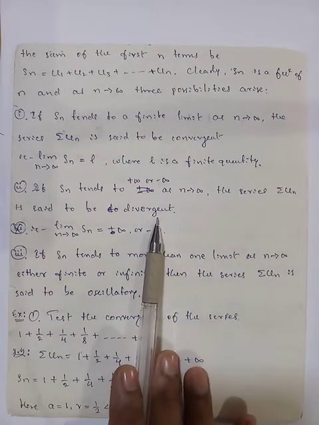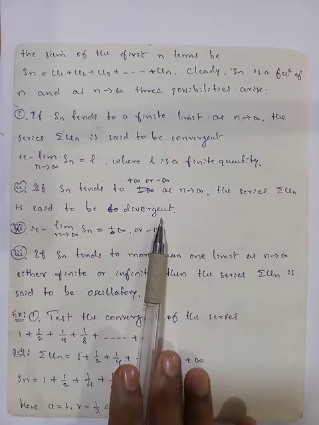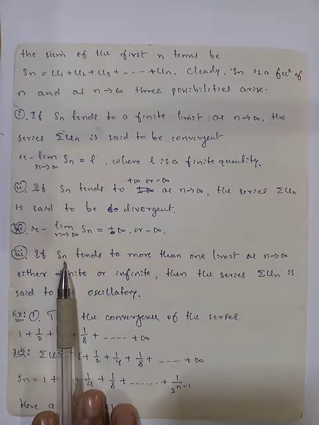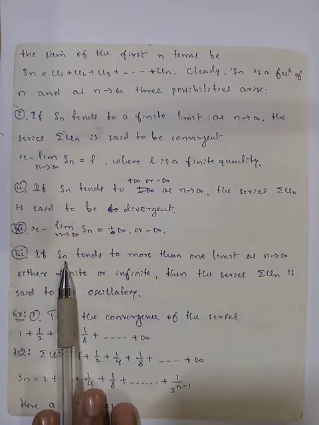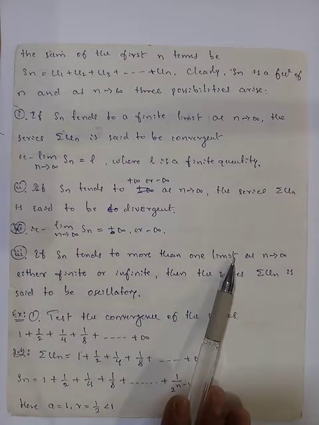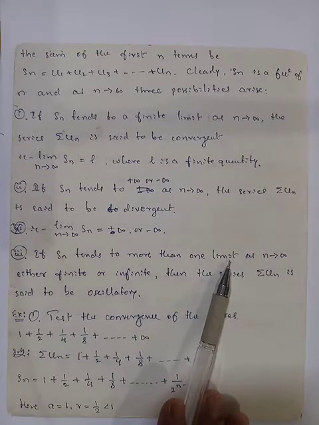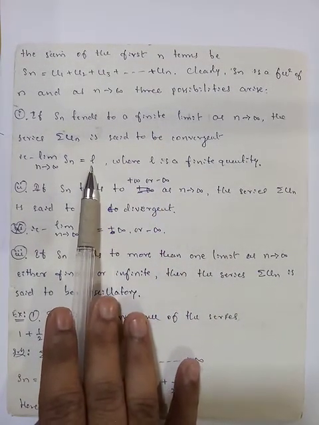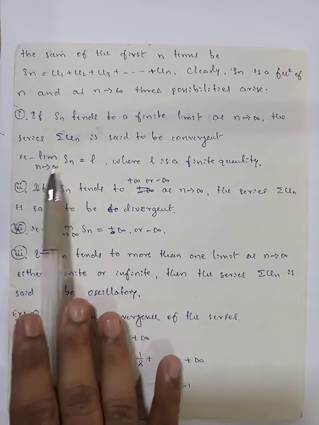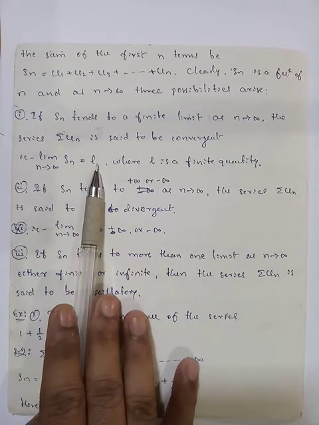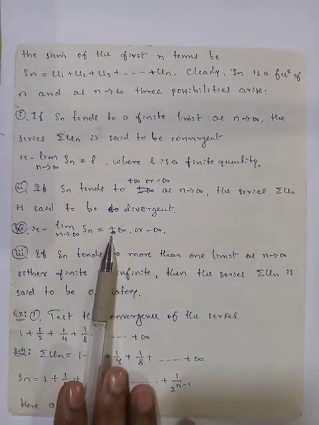Okay, then the third definition is oscillatory. We say the infinite series is oscillatory when, in Sn, after we substitute n equal to infinity, we get more than one limit. You may get two values of Sn when we put n equal to infinity, two finite values or two infinite values.